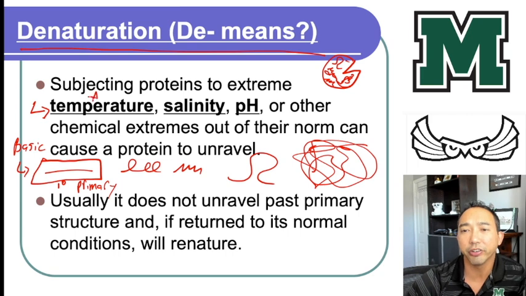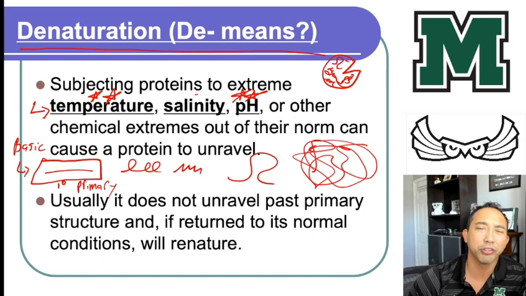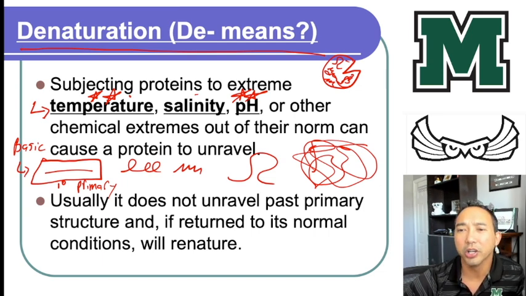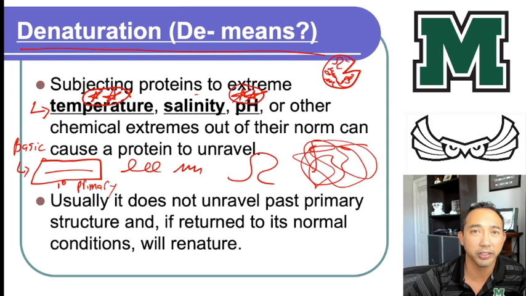Temperature. Salinity, we're not going to really talk about this one too much, but I've got to put it in for the definition. pH, very important, right? And there are other chemical extremes, but these two here, temperature and pH specifically, we're going to talk about a lot in the human body, okay? So what it does is this.